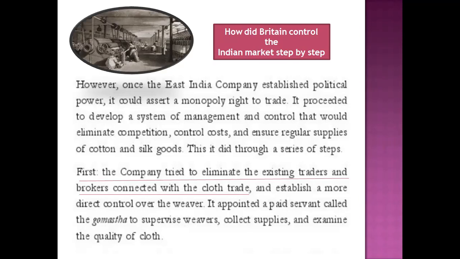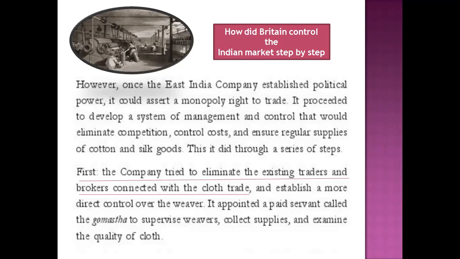However, once the East India Company established political power in the country, all these rights were removed. They could not bargain with anybody. They had to sell their products to the British only. That is called the monopoly right to trade. It proceeded to develop a system of management and control that would eliminate competition. There would be no competition because the weavers had to sell their products to the British only.